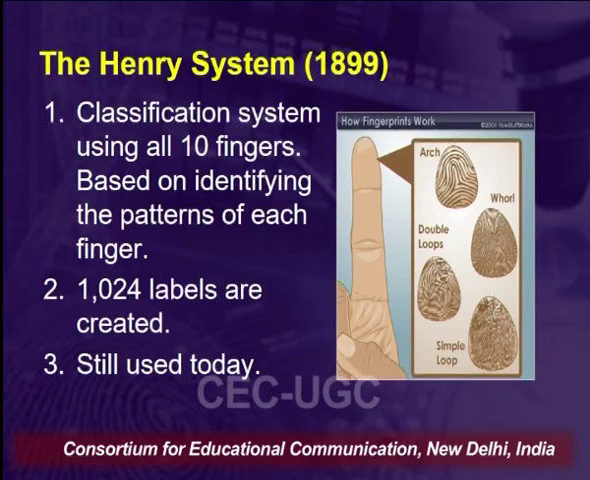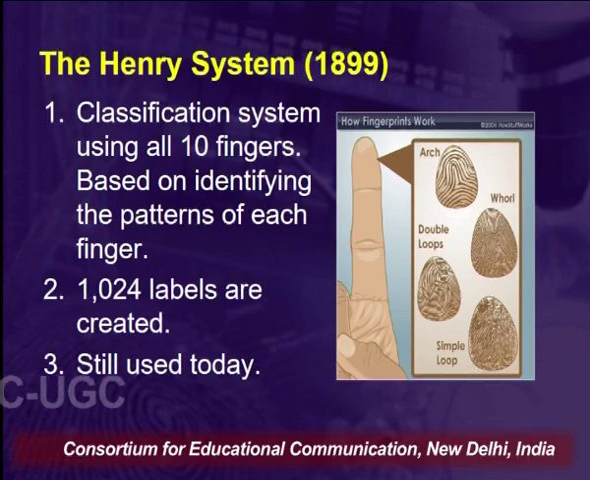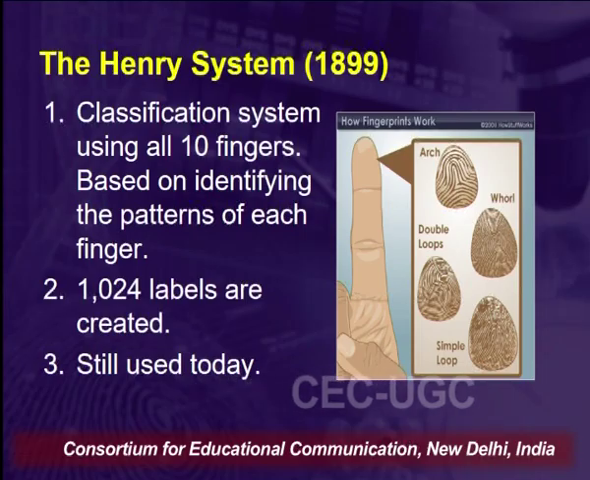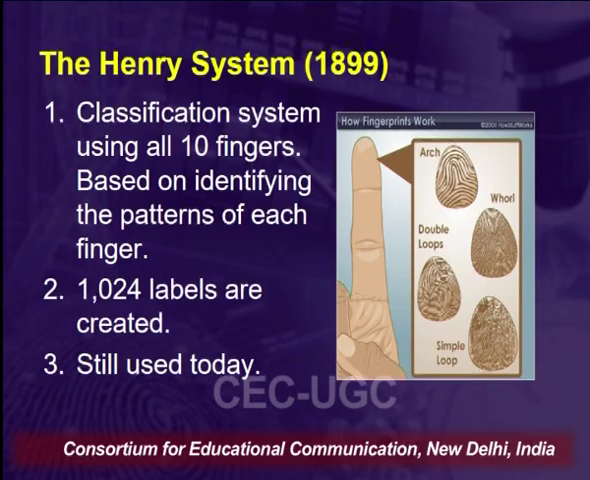The classification scheme uses all 10 fingers, as we have seen previously in the photograph, and based on the identifying features of the pattern of each finger, around 1024 labels are created. This system is still used, but nowadays when we have partial prints present at the crime scene, we look for various software to improve the quality of the fingerprints and to match those fingerprints.